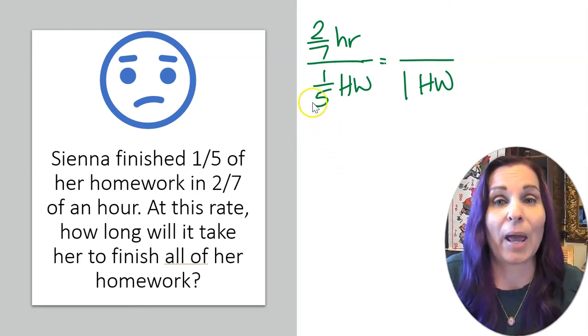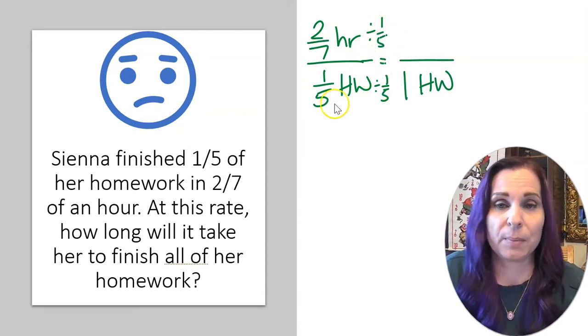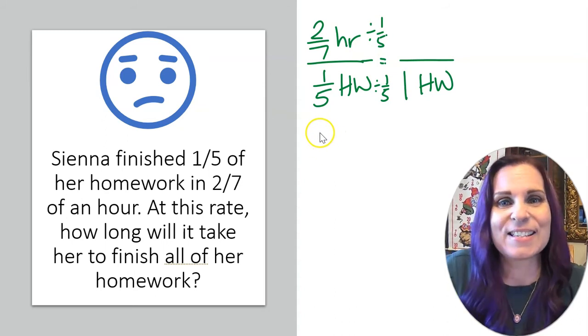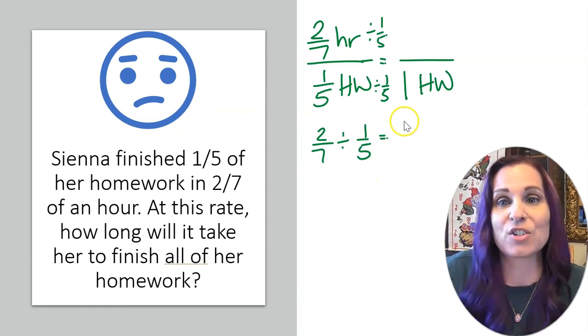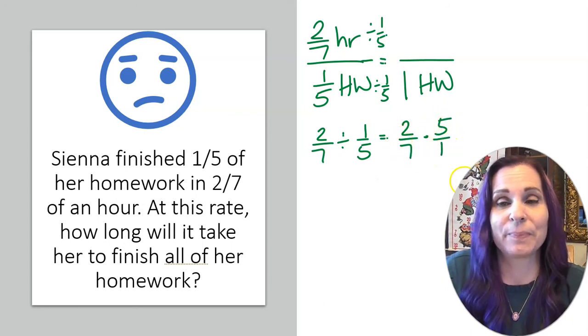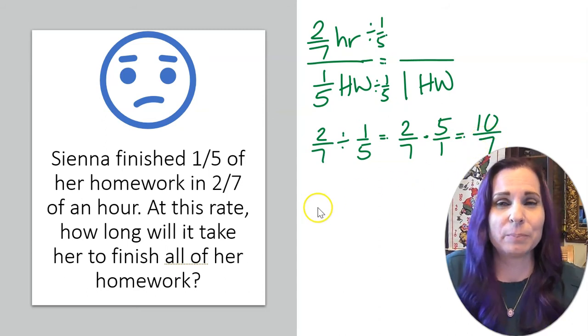So again, anytime you want to find the unit rate, you have to divide, right? So 1/5 divided by itself will give us 1 on the bottom. So we have to also divide by 1/5 on top. Fraction division. So we've got 2/7 divided by 1/5. And by now we know to divide fractions, we do keep, change, flip. And the answer that we get is 10/7, right? 2 times 5 on top, 7 times 1 on the bottom.